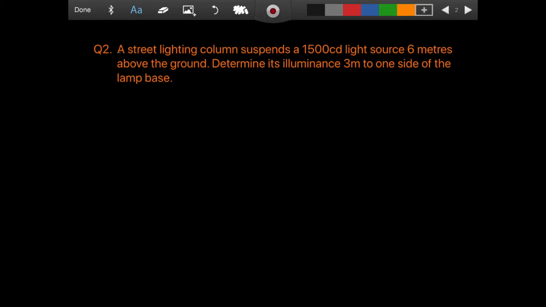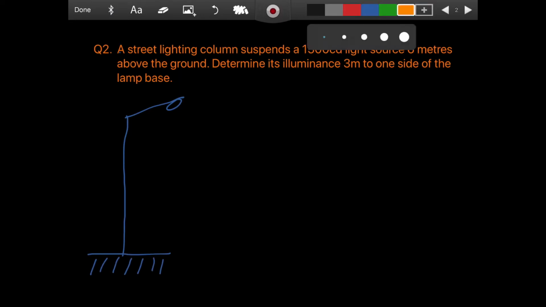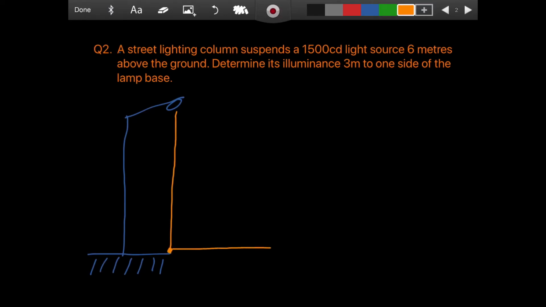Street lighting column suspends a 1500 candela light source 6 meters above the ground. We've got to determine its illuminance 3 meters to one side of the lamp base. So here we have a lamp, and our light source will hit the ground here, and we've got to determine 3 meters to one side of it.